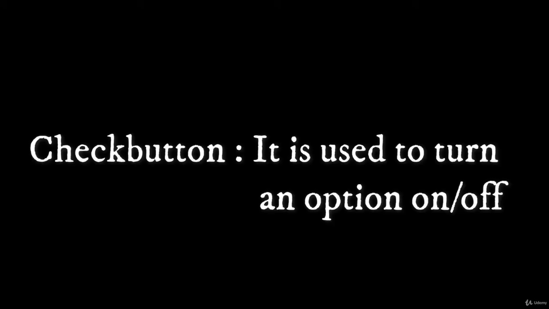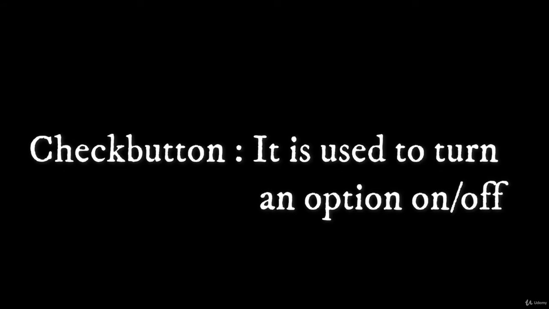Now in this part of the series I'm going to discuss the checkbox component and how to add it into your application. This checkbox is used to turn an option on and off just by clicking on it. It changes from on to off or from off to on. This type of component you basically see on applications where you can have different options available.